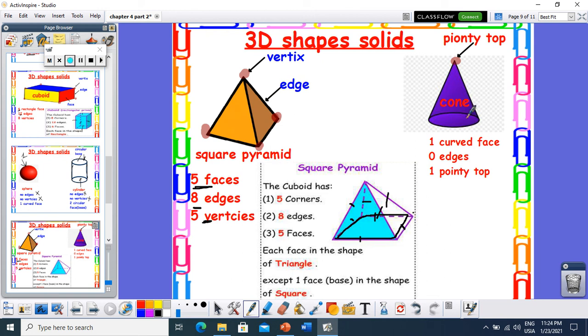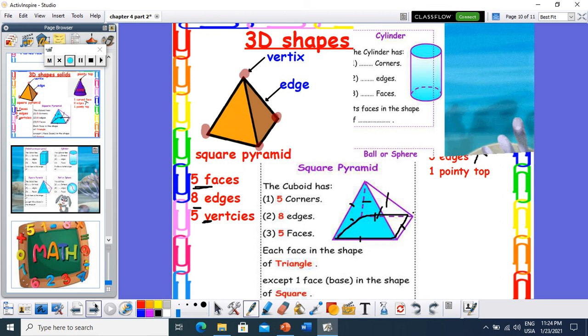Okay, let's move to the next shape. What's your name? My name is Cone. Here I have no straight line, so I have no edges and no vertices. The cone has one curved face, and on the top it has a point, so it's called a pointy top.